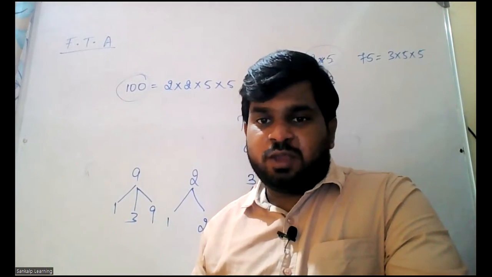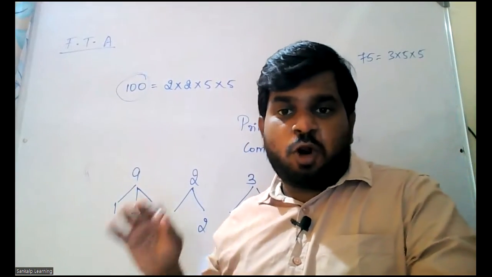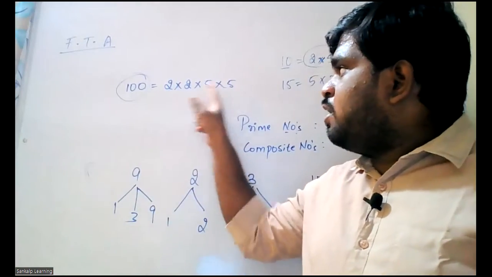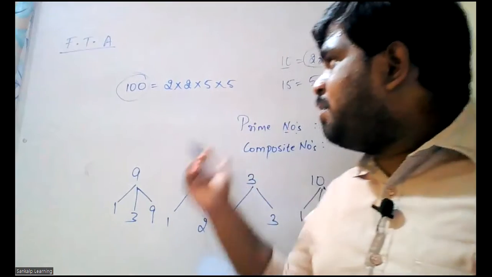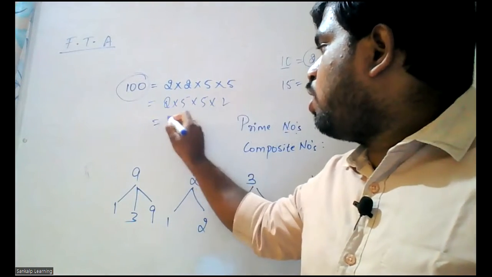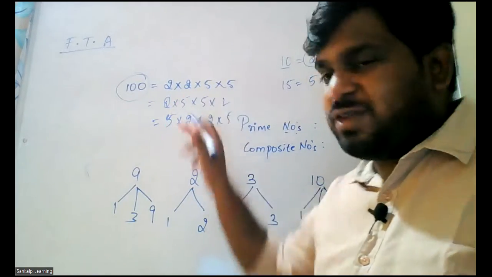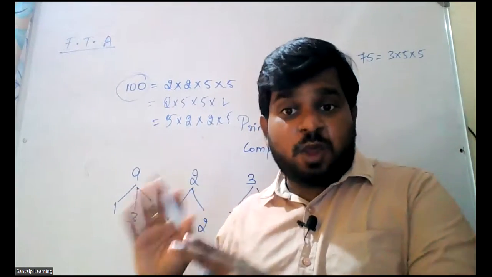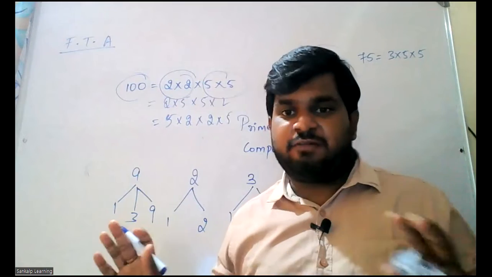What do I mean by unique? If I take 100, the only way that I can write 100 in terms of primes is 2 into 2 into 5 into 5. That is, I've got two 2's and two 5's. Maybe the order might change. I might write it like 2 into 5 into 5 into 2, or 5 into 2 into 2 into 5. I might change the order in which they appear, but the only prime numbers for 100 are these. Apart from this, I can't have any other thing.